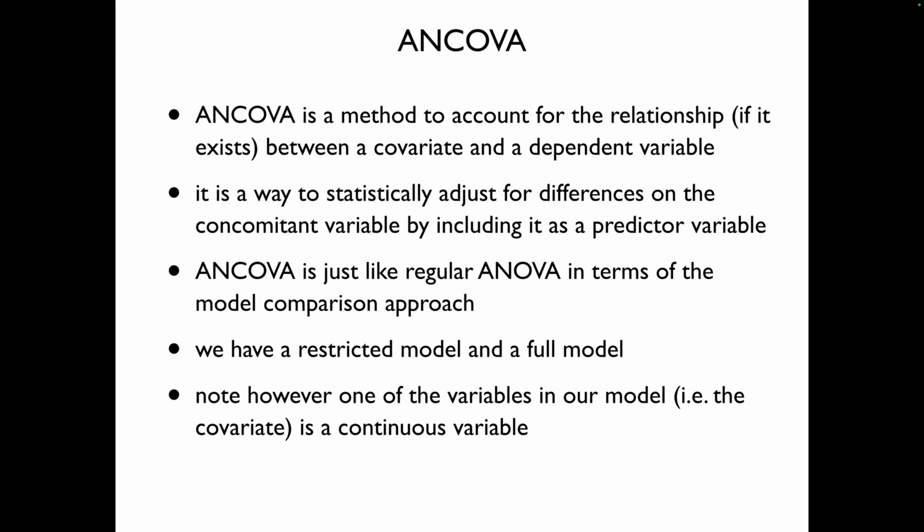So ANCOVA is a method to account for the relationship, if it exists, between a covariate and a dependent variable. It's a way to statistically adjust for differences on the concomitant variable by including it in the model as a predictor variable. So ANCOVA is just like regular ANOVA in terms of the model comparison approach. We're going to compare a restricted model to a full model. But now one of the variables in our model, i.e. the covariate, is a continuous variable.